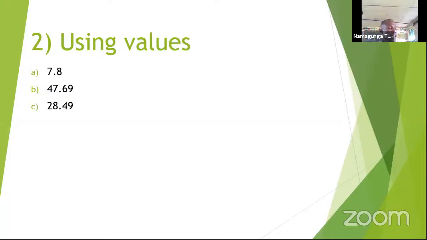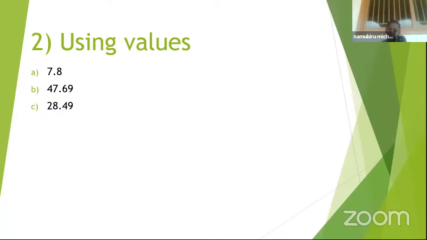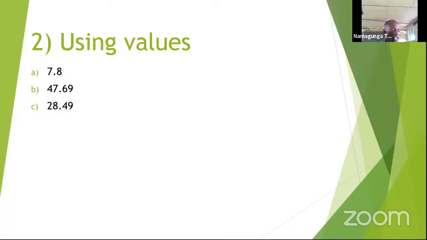Look at lesson 4. May I request Namagunga Michelle. Namagunga Michelle, read for us the first number on the expansion using values. What is the first number on the expansion using values? 7.8. Thank you very much. Which gives us, expand it and we see the first step.